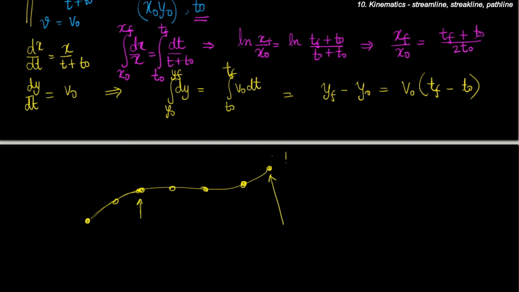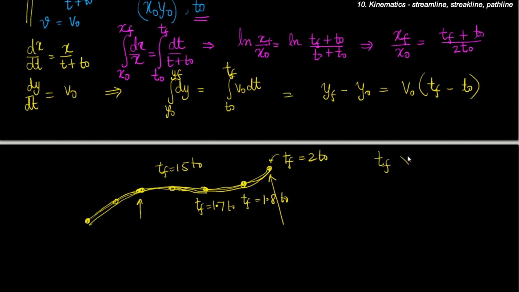So suppose I take tf equal to 2 t naught, maybe it is over here. Say I take tf equal to 1.8 t naught, it is over here. Tf equal to 1.7 t naught, it is over here. Tf equal to 1.5 t naught, it is over here, and so on. So depending on the choice of tf, I will end up with a solution for x and y which will necessarily lie on the same path line. It's all a matter of now eliminating the final time to find out the trajectory.